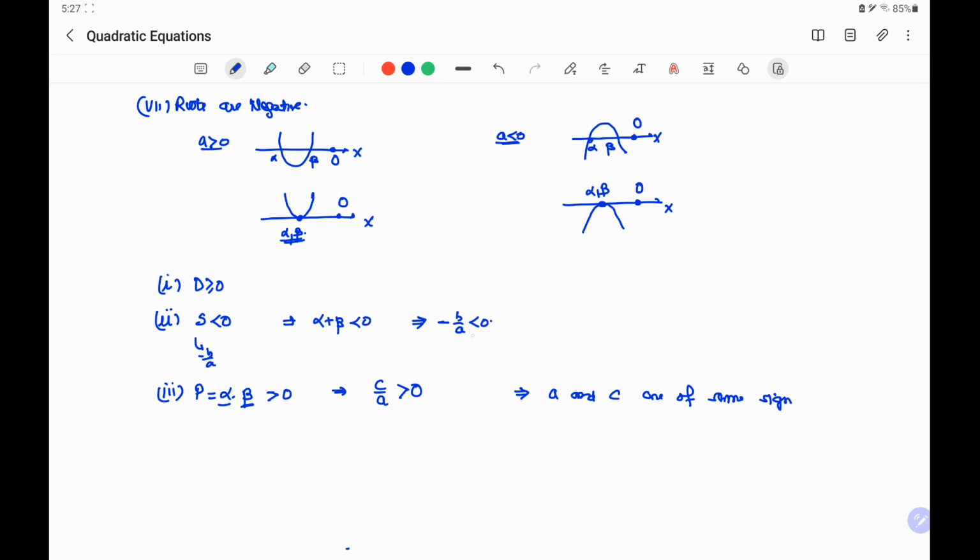From minus b by a is less than 0, this implies that b by a will be greater than 0. And in this situation also, a and b are of same sign. So from these two conditions, we can conclude that for roots to be negative, a, b, and c, which are the coefficients of the quadratic equation, are of same sign.